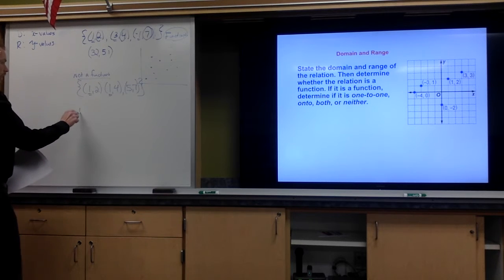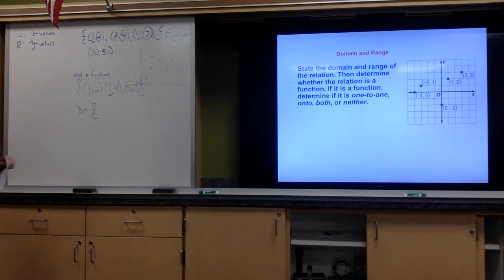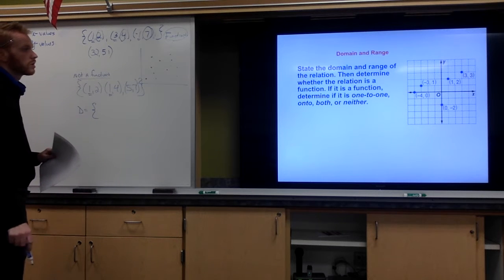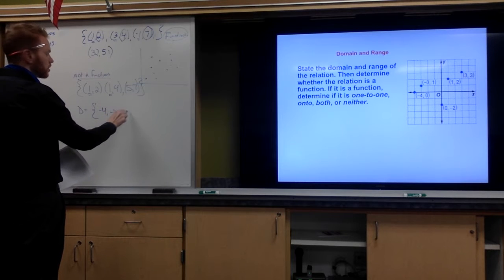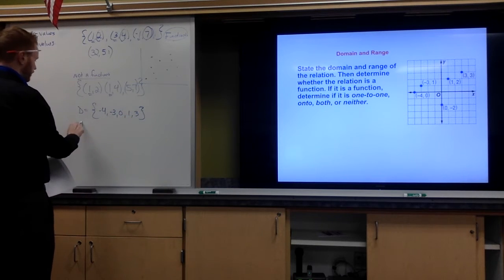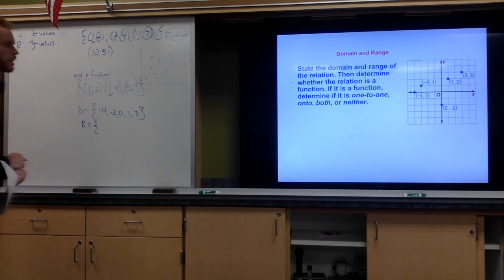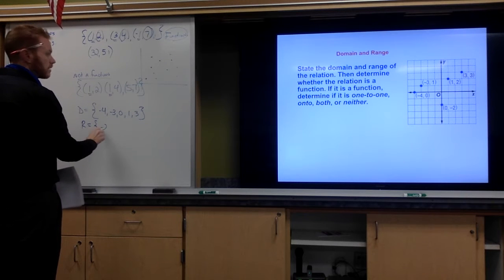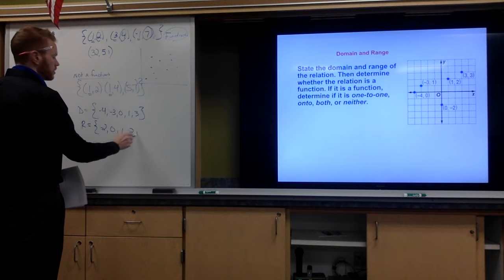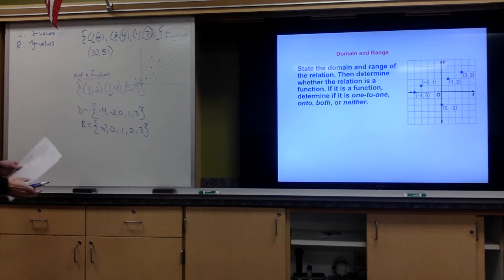Okay. Well, my domain, I'm going to list all my elements in domain, and I'm going to use a set notation here. My domain are all the x values. So let's see, I have -4, -3, 0, 1, and 3. Okay, my range would be the y values. So let's see, I got -2, 0, 1, 2, and 3. There's my domain, there's my ranges. Listed them in the set notation form. Just brackets.